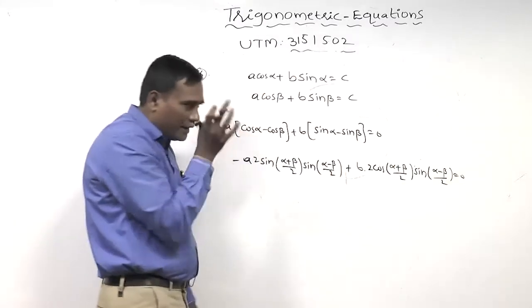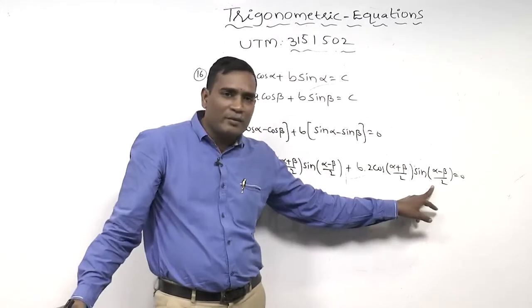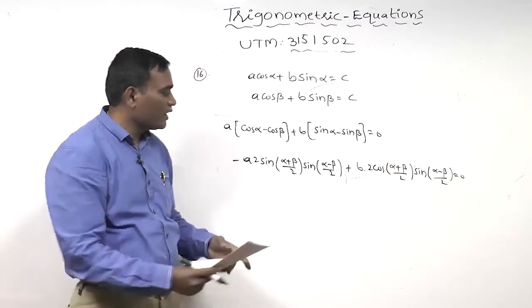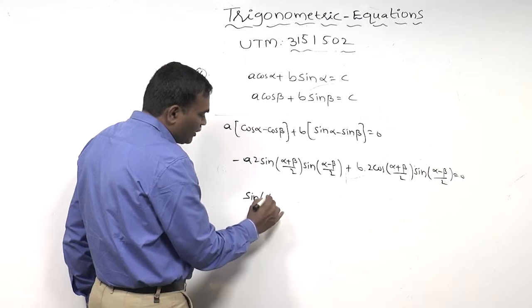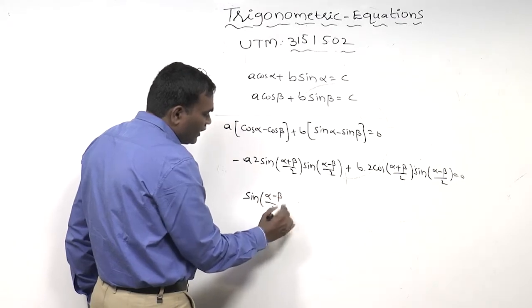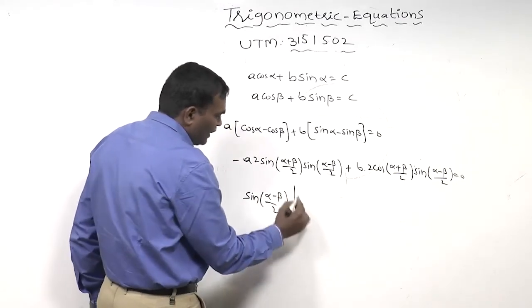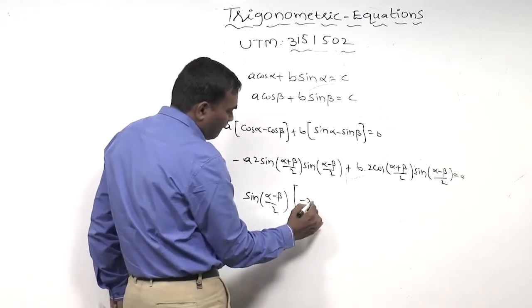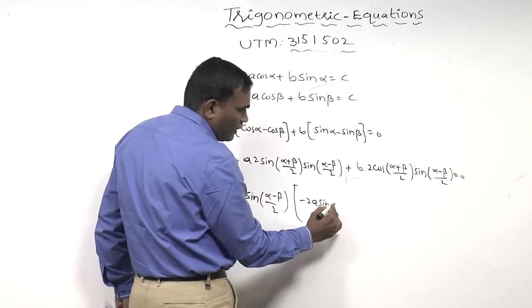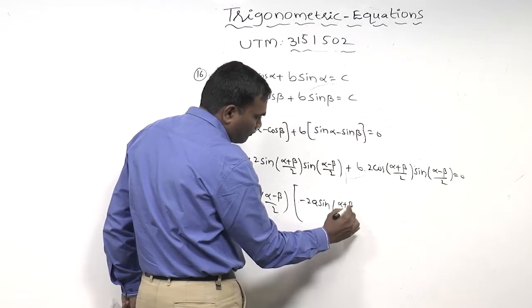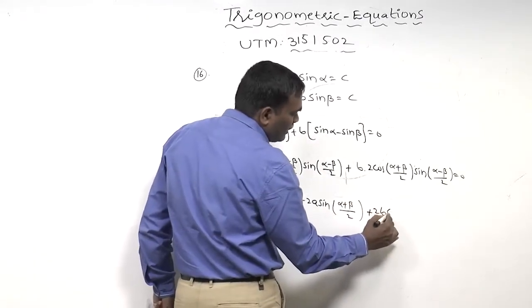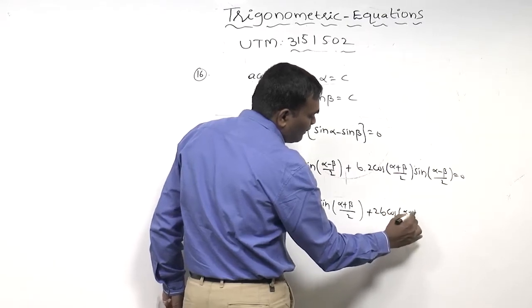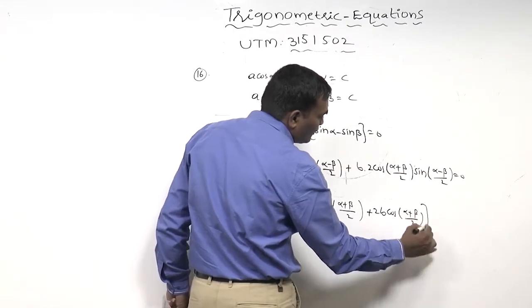What is common? Here sin alpha minus beta by 2 is there. Here also sin alpha minus beta by 2 is there. We can take sin of alpha minus beta by 2 common into what is there? Next, minus 2a sin of alpha plus beta by 2 plus 2b cos of alpha plus beta by 2 is equal to 0.